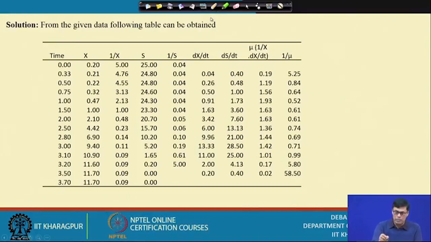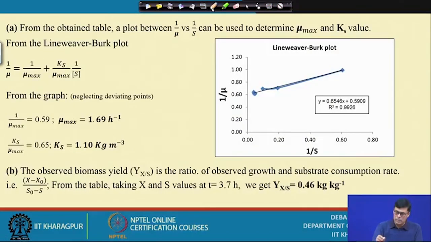Now, this is the table that you can see, where different values are given. This is the x value, 1/x value, 1/S value, dx/dt. This is how we find the mu value, which is nothing but (1/x)(dx/dt), then we find the 1/mu value. Then we can plot 1/mu versus 1/S and we will get a straight line, and from the intercept we get the value of 1/mu max, that is 1.69 hour inverse, and the slope is 0.65. We put the value of mu max here, then we get the Ks value, 1.1 kg per meter cubed. So, we can find the kinetic constant.